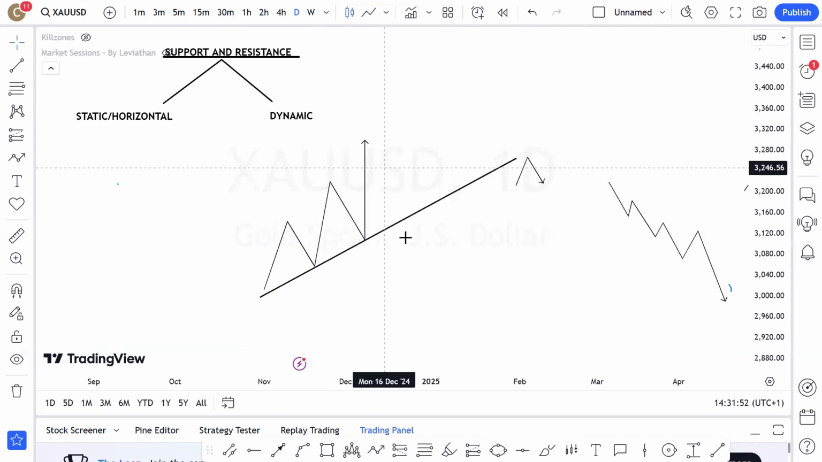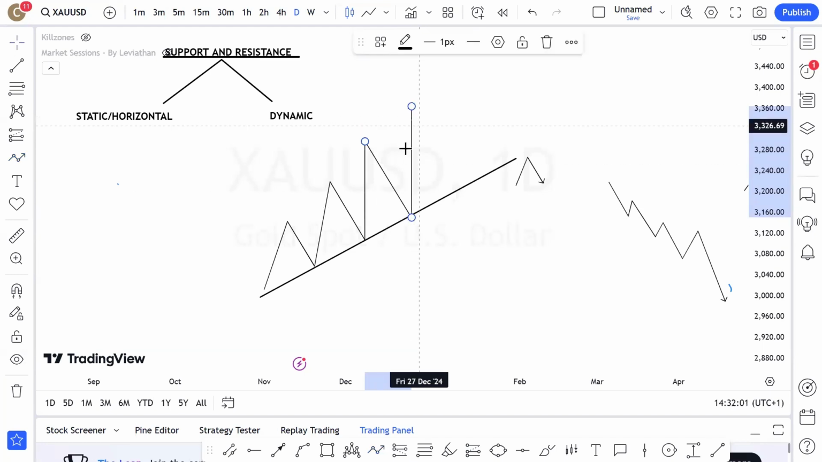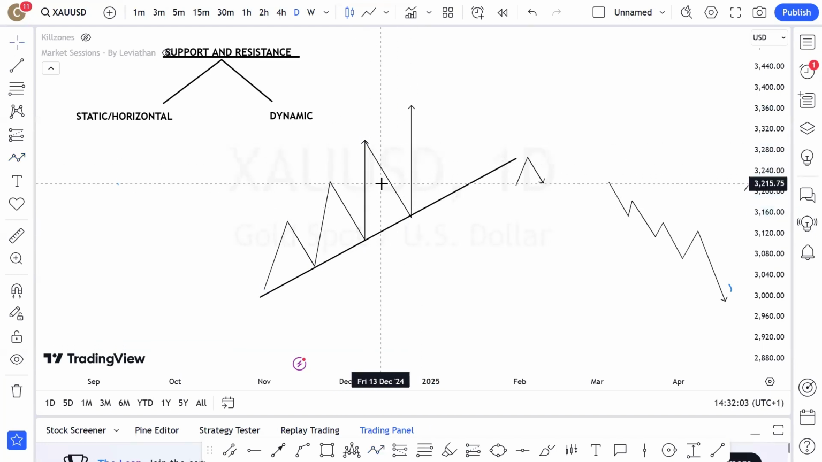After the market takes out this level, you're most likely going to be looking for a buying opportunity when the market next comes to this trend line. And this is where you want to buy, okay? So this is how a dynamic support zone works.